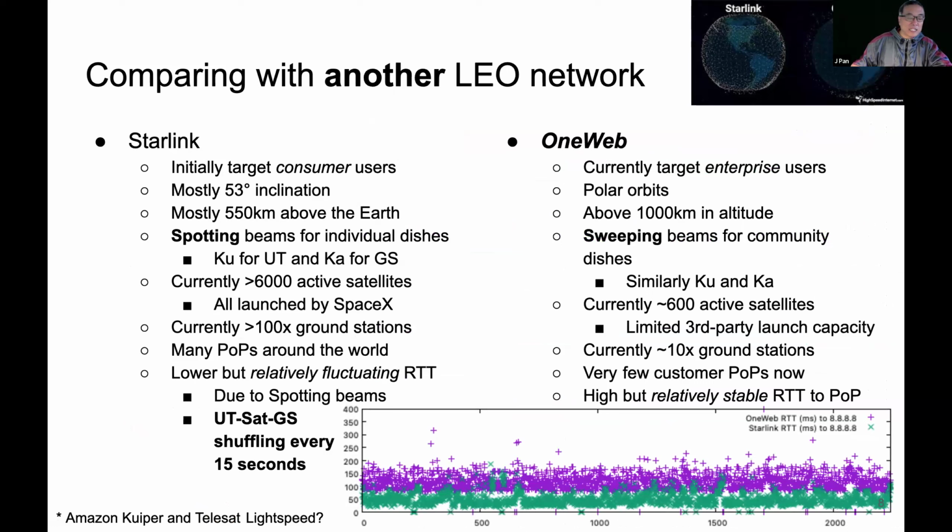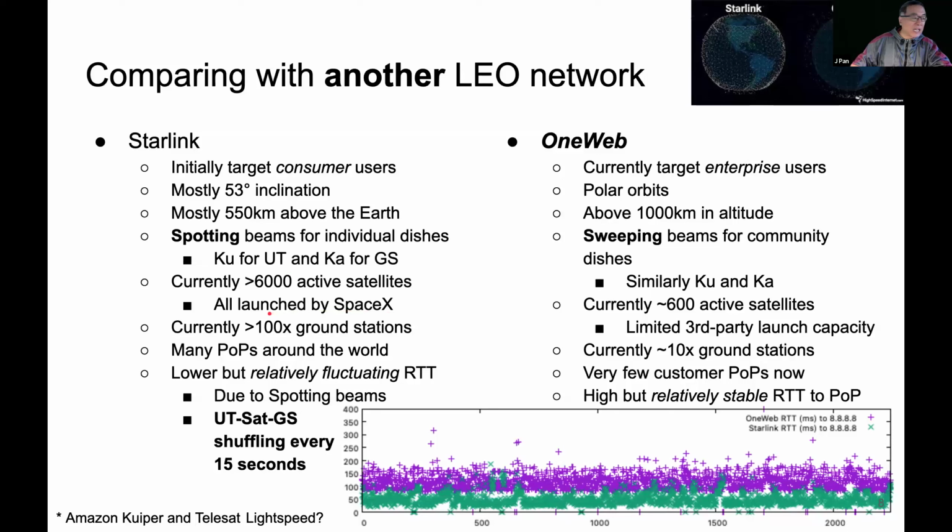So last but not least, there's a quick comparison between Starlink and OneWeb, because these are the only two operational commercial service providers out there. One is for consumer service, the other for enterprise service. And they have different constellations. For Starlink, most are inclined at 550 kilometers around Earth. The OneWeb orbit is much higher, almost double the distance to the ground surface. But they use the same frequency band, roughly in the same range.